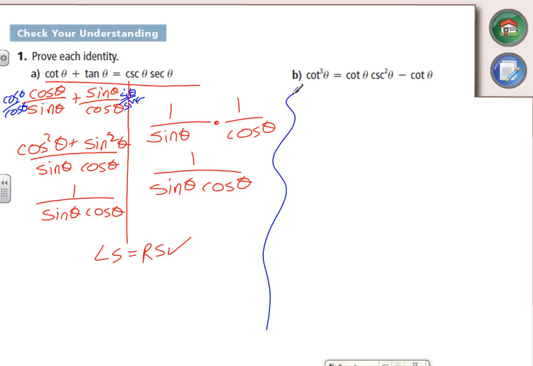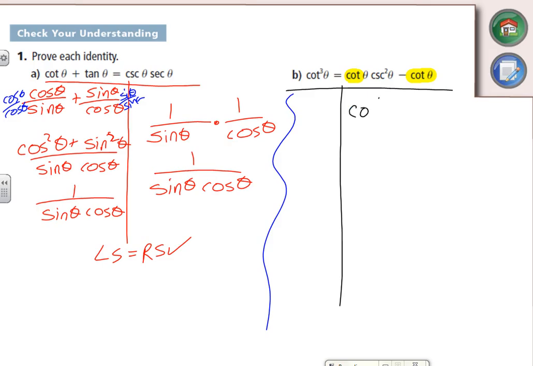Okay, let's check it out over here now. All right, this is going to be one of the few times where you don't need to change it to sines and cosines. We're going to actually use some factoring first. Although if you did go to sine cosine, you still would be able to prove it and it still would be correct. So let's do our two sides. I'm going to start on the right side with this one. I notice they both have a cotangent in it. I'm going to factor that out.